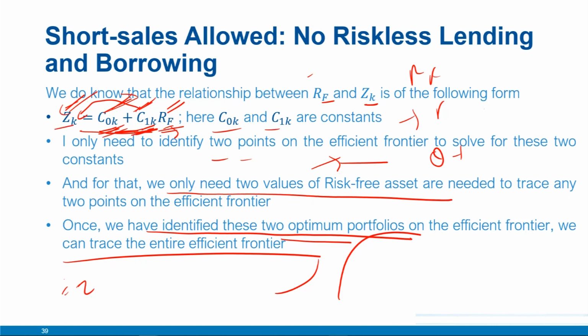And later we'll see that there is an even simpler procedure to just identify two portfolios from two RFs and then mixing these two portfolios in different combinations. Because these portfolios are efficient only, the resulting portfolio set will also be efficient.